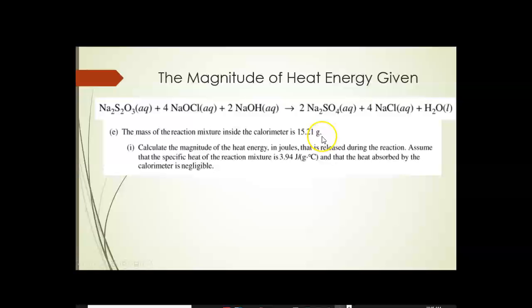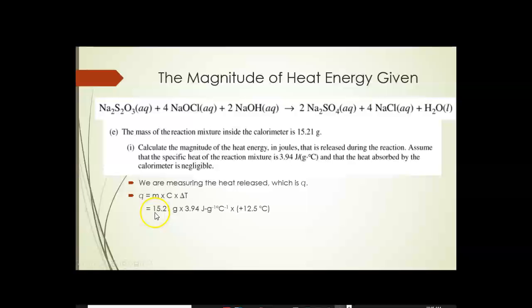Now, if the mass of the reaction mixture is 15.21 grams, what's the magnitude of the heat energy, Q, that's released? And they're telling us the specific heat of the reaction mixture is 3.94 joules per gram degree Celsius. Now, you'll notice that's not the same as water. It's a little less. But they're ignoring the heat that's absorbed by the calorimeter, by the styrofoam surrounding it. So we're measuring heat released, that's Q. Q is equal to mc delta T, or MCAT.